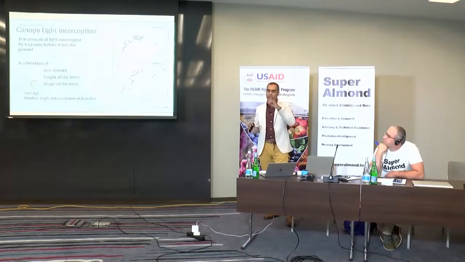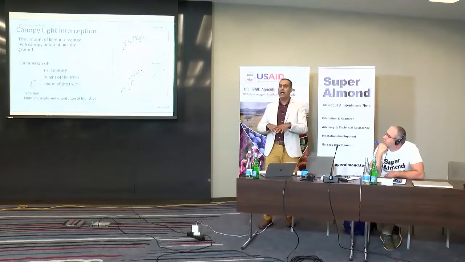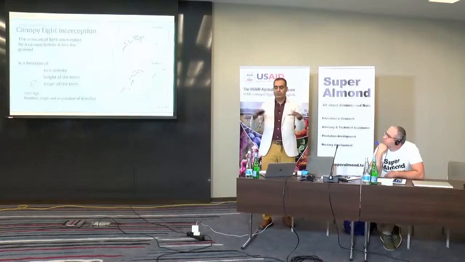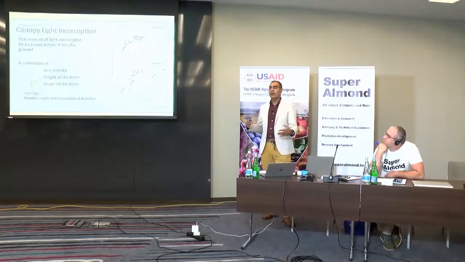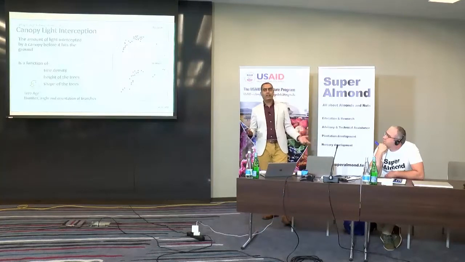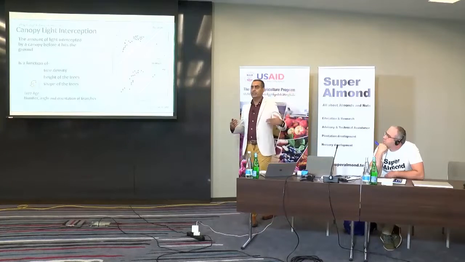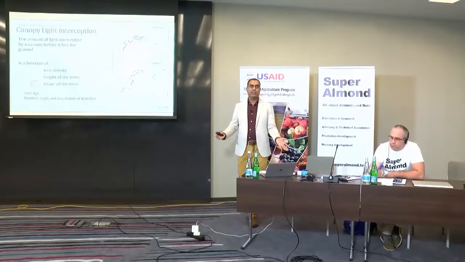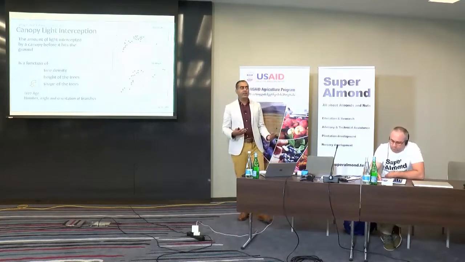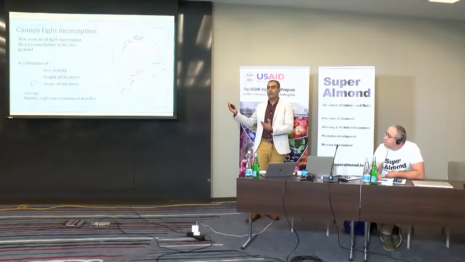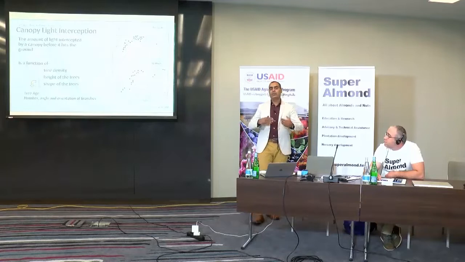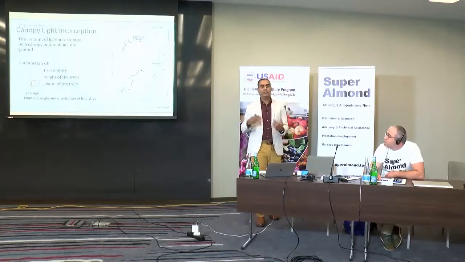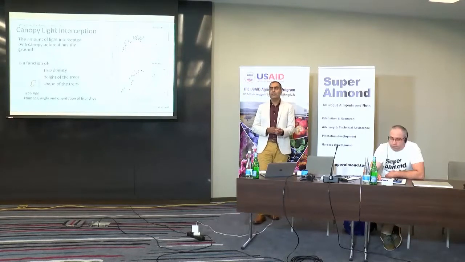So canopy light interception would be the higher the canopy volume or the bigger the canopy is, the more light it is intercepting from the sun. Because when the sun rays directly coming from the sun fall on the empty orchard floor, they are not utilized for crop production, right? So they're wasted.